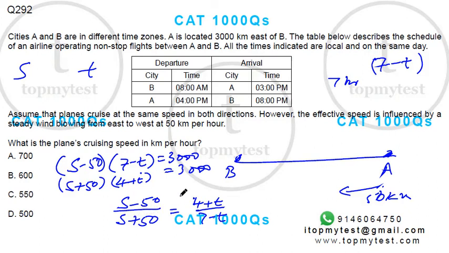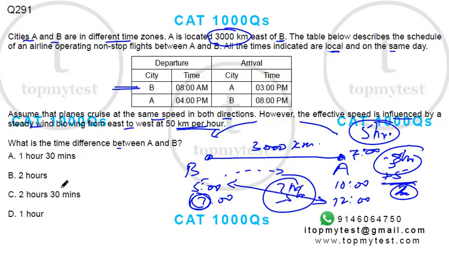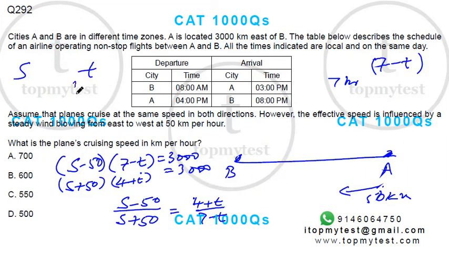Instead of solving these equations, or you can multiply and do it, we'll solve it using the options. The speed options are these. Let's see what the time options are. Time options are 1, 1.5, 2 and 2.5. Okay. Now, let's start with 500.